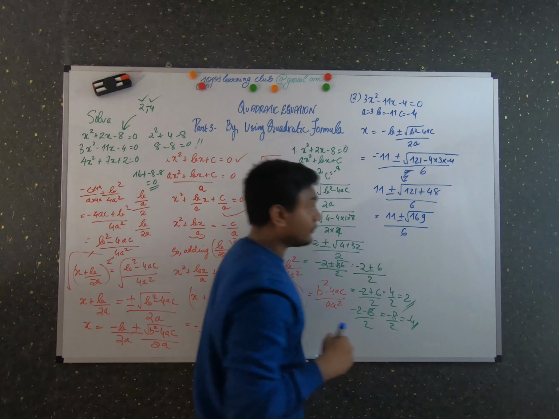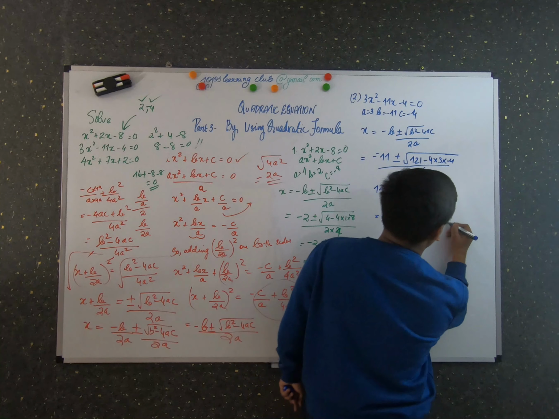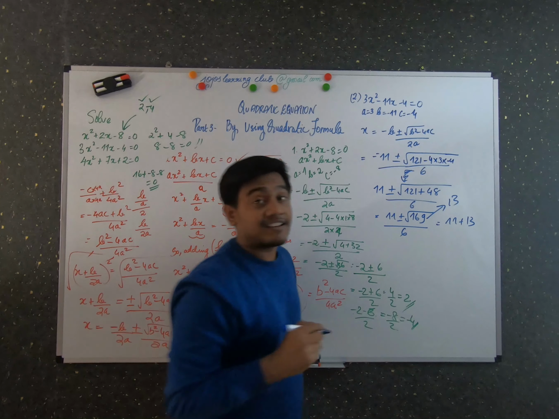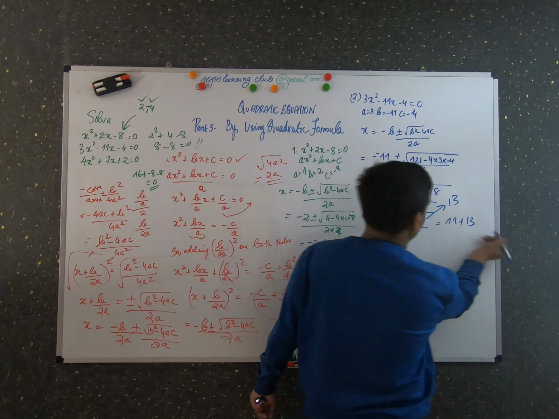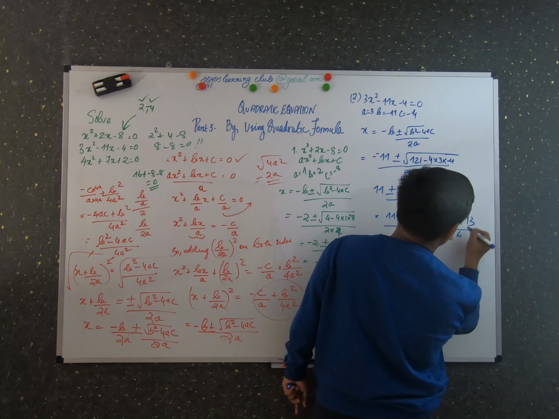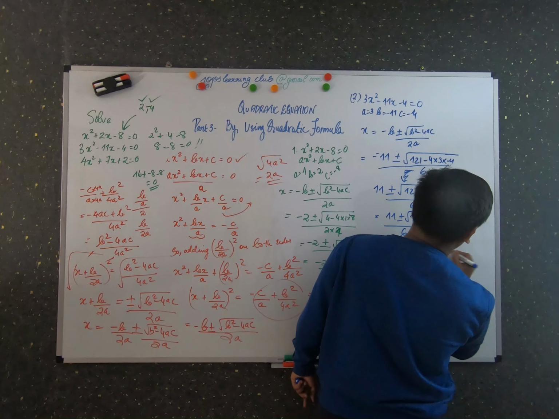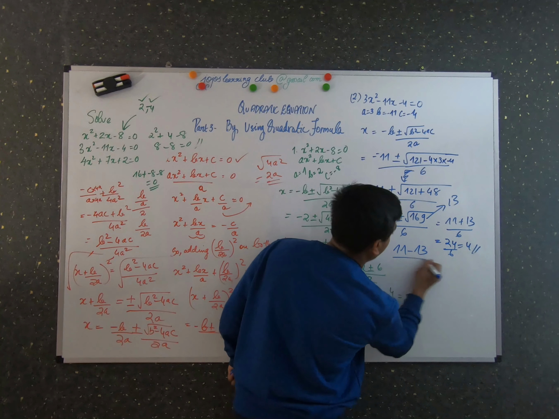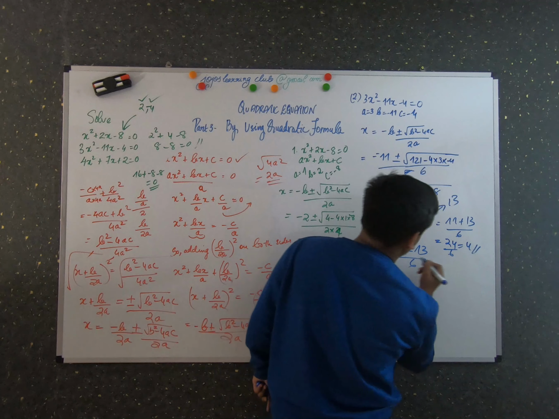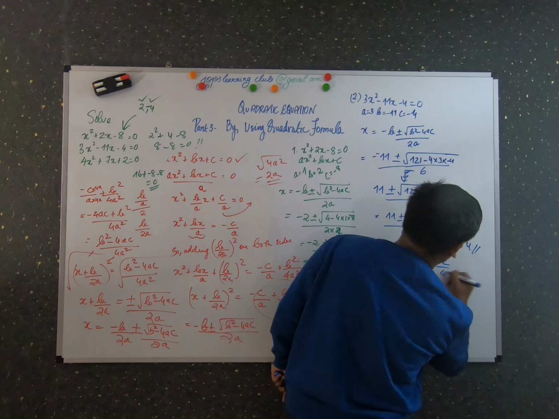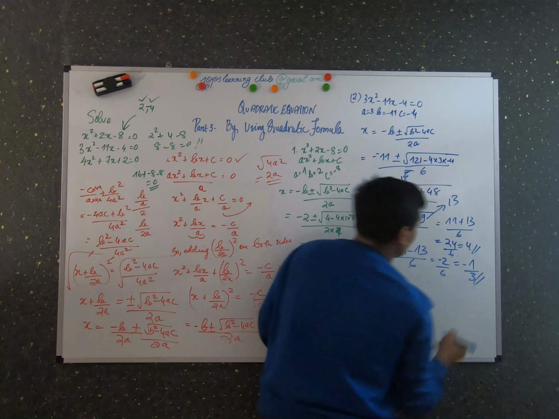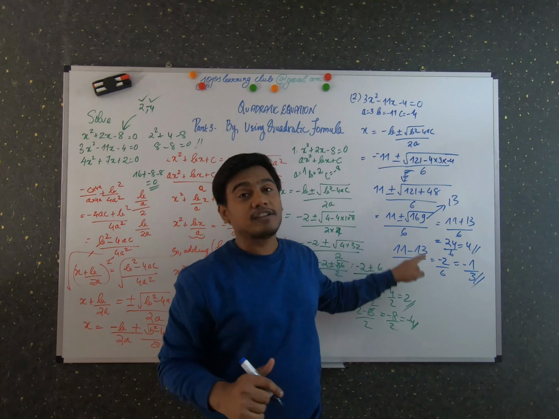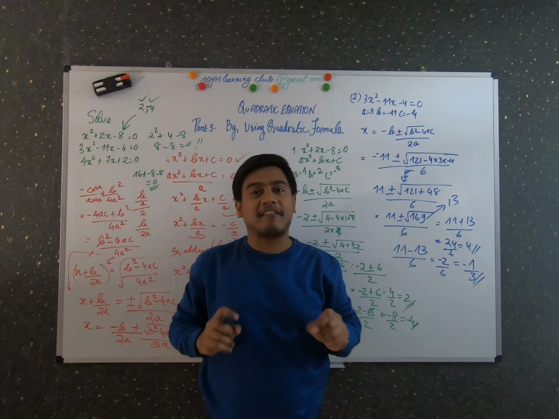Right, okay. So what are the roots of it? 11 plus 13, because the square root of 169 is 13. So (11 + 13) by 6 is one of the roots. What is it? 24 by 6, and that is 4. And the other root is (11 − 13) by 6. What is it? −2 by 6, and that is −1/3. So 4 and −1/3 are the roots of this equation 3x² − 11x − 4.